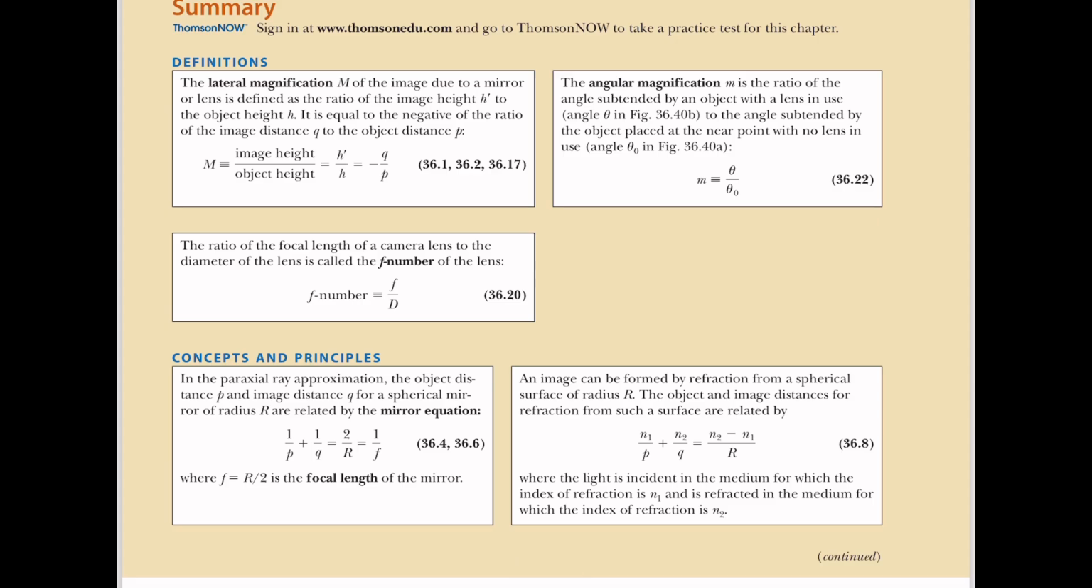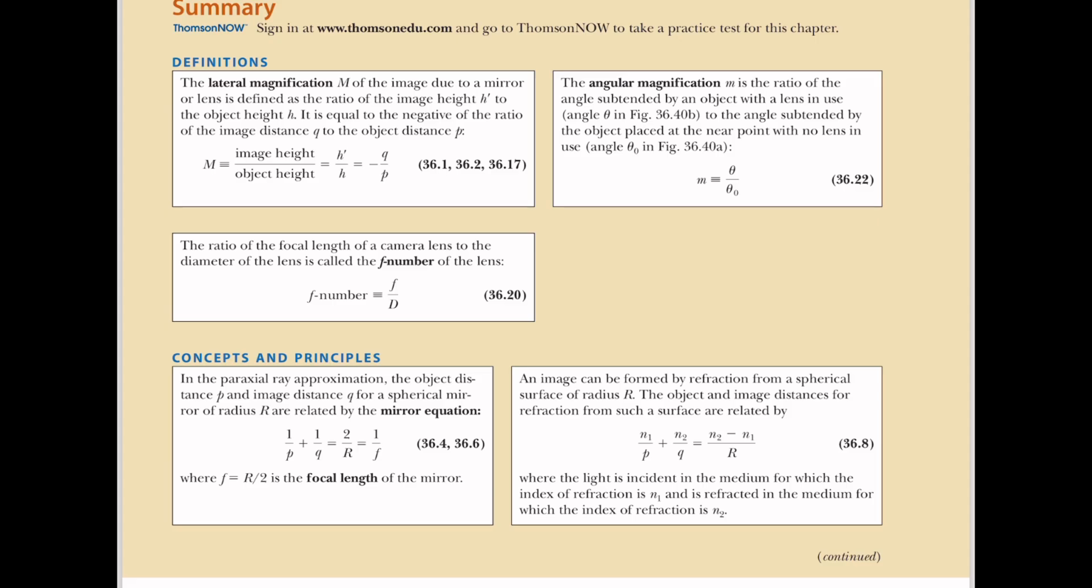Definitions: the lateral magnification M of the image due to a mirror or lens is defined as the ratio of the image height to the object height. Okay, I saw that. I feel fairly comfortable with that. I haven't used it in any examples yet, but I also remember Q and P. It is equal to the negative of the ratio of the image distance Q to the object distance P. So Q and P are distances. Then we have height and height prime, which are heights. And we have M, which is lateral magnification.